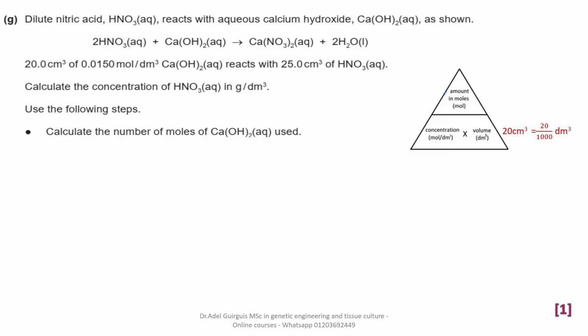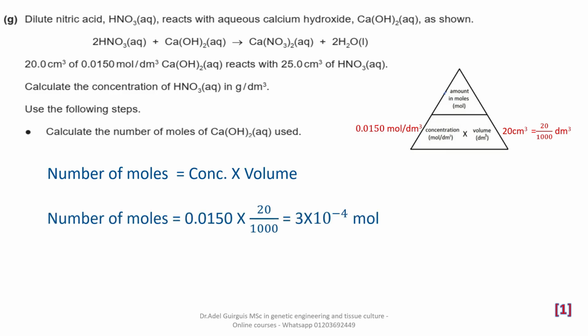Now what about concentration? The concentration is 0.0150 mole per liter. So to calculate the number of moles of calcium hydroxide, we have this equation: number of moles equals concentration times volume. By substituting the figures, we obtain 3 times 10 to the power minus 4 mole.